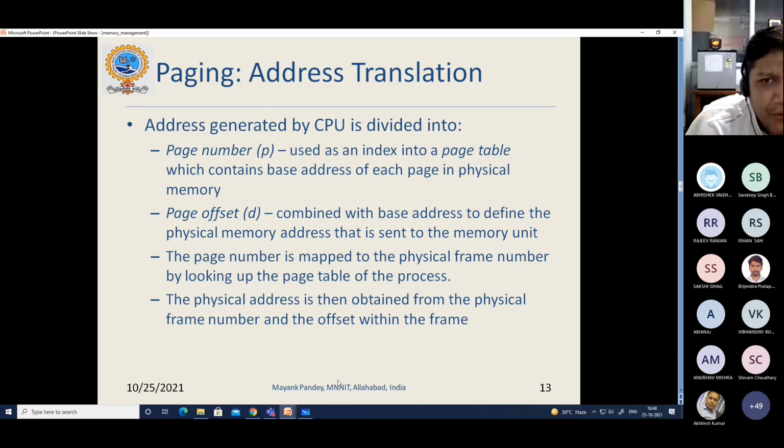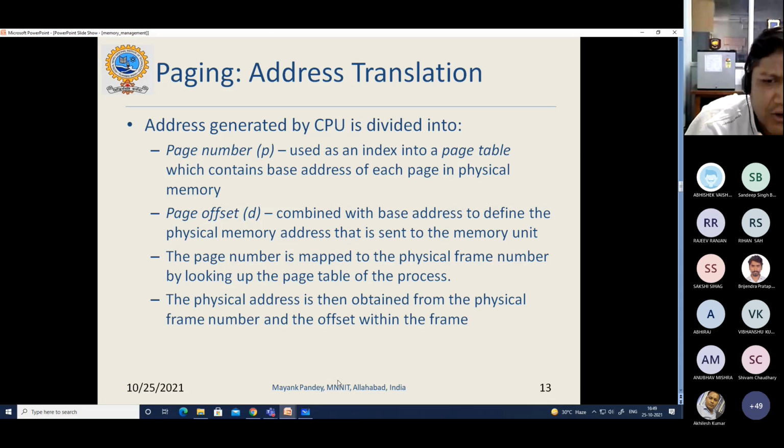The address generated by the CPU is divided into a page number p, used as an index into the page table, which contains the base address of each page in physical memory, or the frame number. The page offset d is combined with the base address to define the physical memory address that is finally sent to the memory unit. The page number is mapped to a physical frame number by looking up the page table of that process.